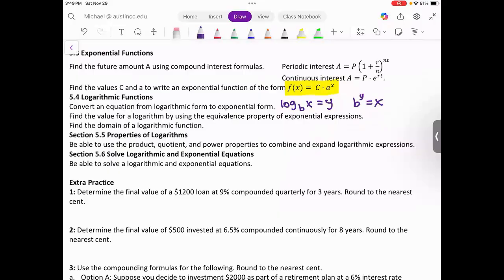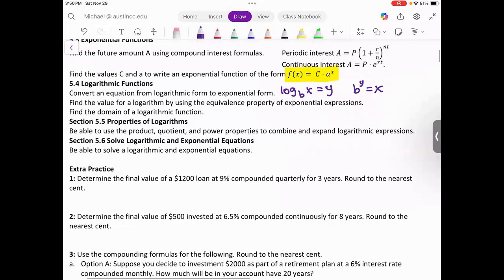We need to be able to use the product, quotient, and power properties to combine or expand logarithms and know how to solve them. So let's take a look at our first problem. So we want to determine the final value of a $12,000 loan at 9% interest compounded quarterly for 3 years. So let's figure out what we've got first.